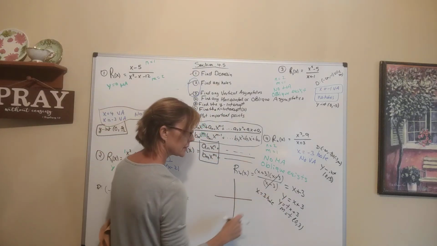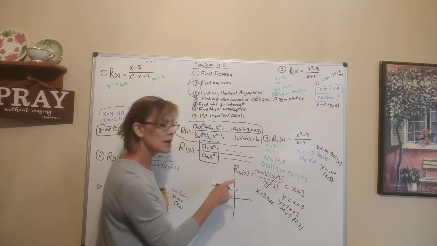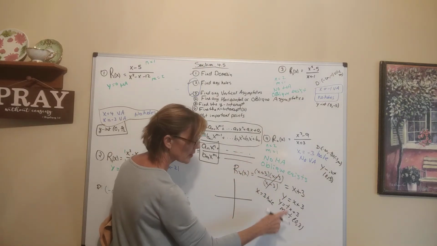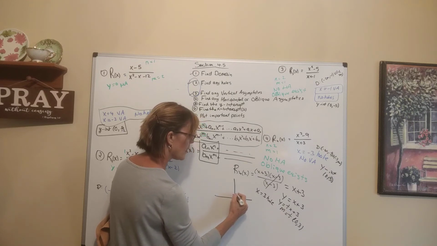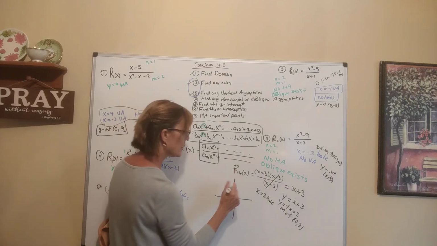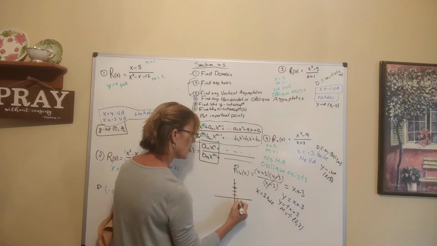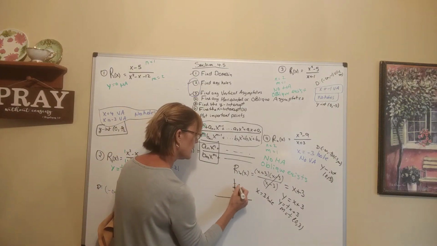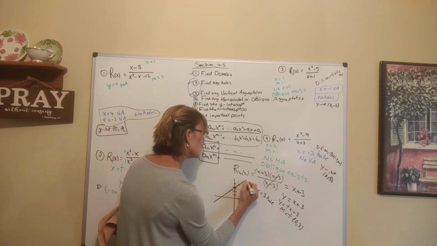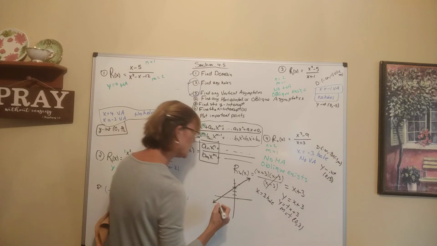I'm allowed to work with the simplified function, understanding that there's a hole at x equals -3. So how I like to graph a line is go to the y-intercept. Let's go up 3 and put a point. Let's rise 1 and run 1, up 1, right 1. And so right here, this is going to be my line.